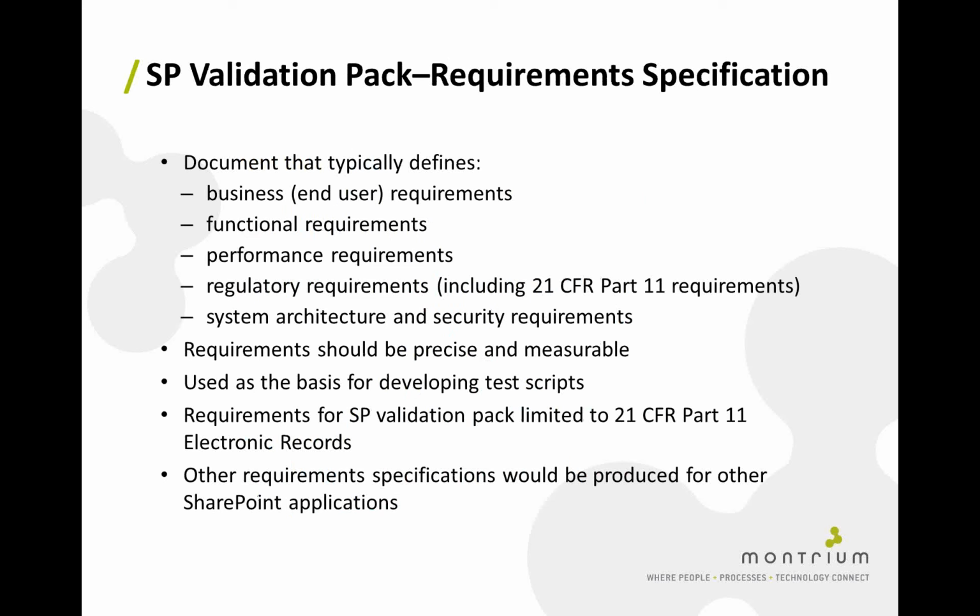Once we have our validation plan, and it's approved by QA and the various stakeholders, we'll go ahead and define our requirement specification. Even though this is an off-the-shelf product, we still have to have a requirement specification because all of our testing is going to be based on it. This document will typically define our end-user requirements, business requirements, functional requirements, performance requirements, regulatory requirements, including Part 11 requirements, and then system architecture and security requirements.